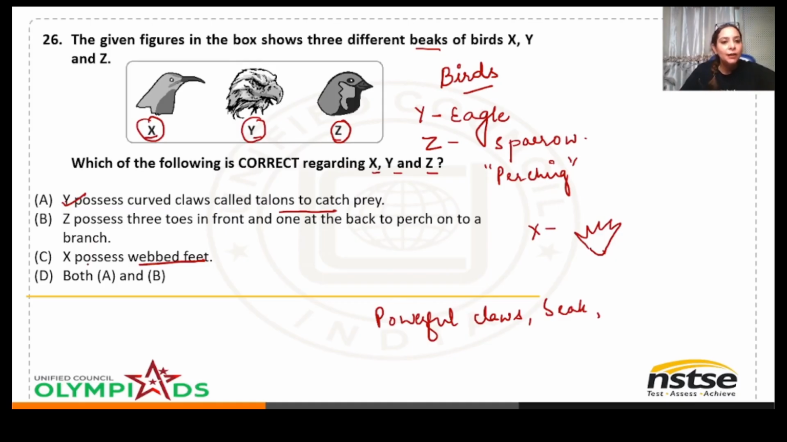Now if I talk about Z, Z is a perching bird, and perching birds have 4 toes, 3 in front and 1 at the back, which helps them in perching onto a branch. So that means here the correct option is option D, because both A and B are correct.